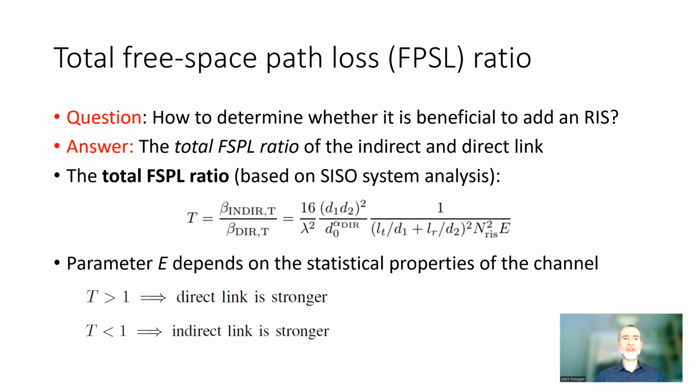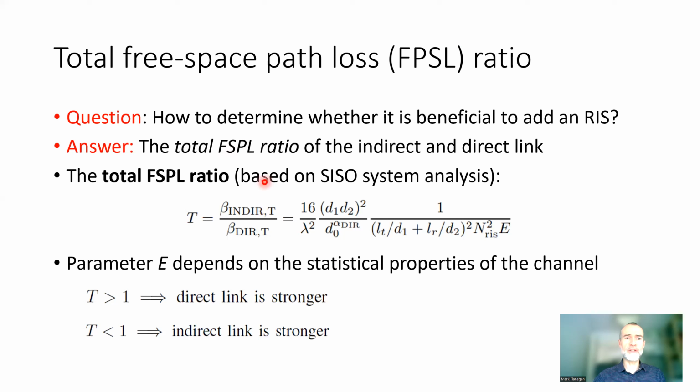Okay, we also introduced something here called the free space path loss ratio. The idea here is we want to pose and answer a fundamental question, which is, should we actually add an RIS to the system? Is it beneficial to add this technology? We can answer this in a rough way by considering what's called the free space path loss ratio. This is a new item that we've defined.